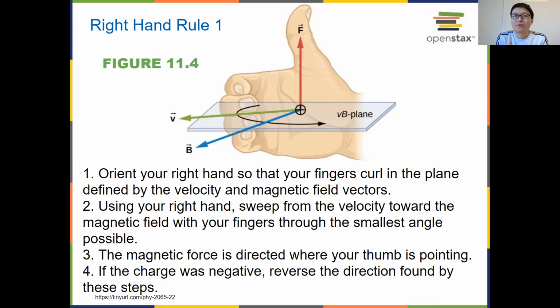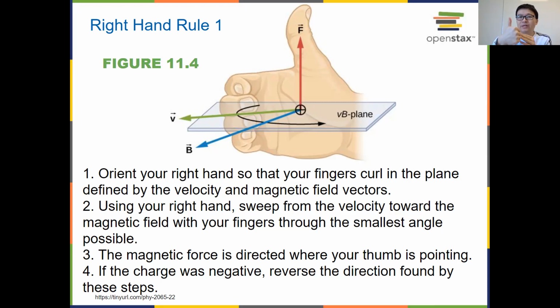There are a couple of right-hand rules under this topic, so we'll call this right-hand rule 1. Right-hand rule 1 says that to determine the force of the magnetic field, you first line your four fingers in the direction of the velocity of the charged particle, in this case the green arrow, and then you curve your four fingers towards the magnetic field.